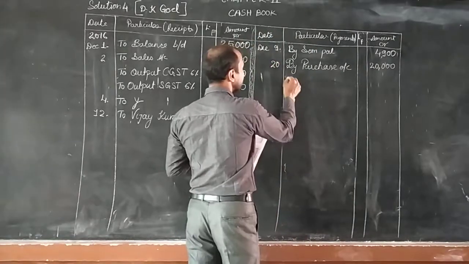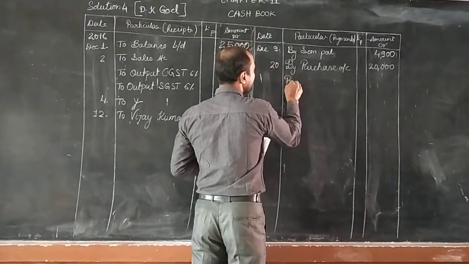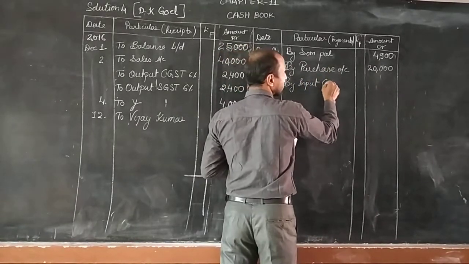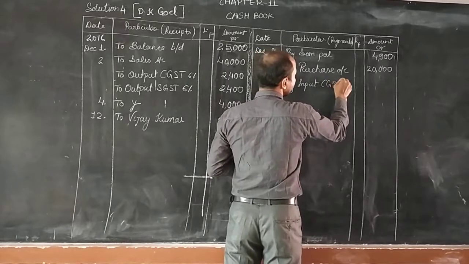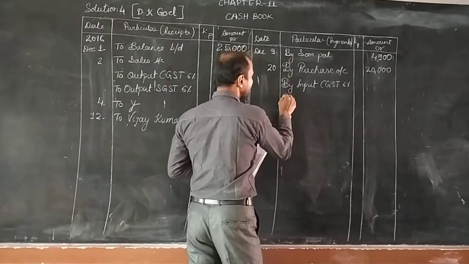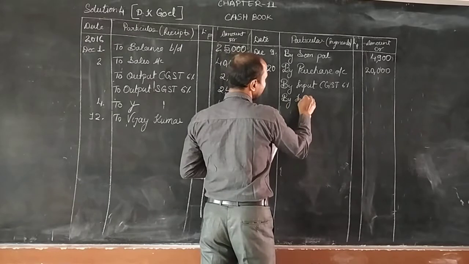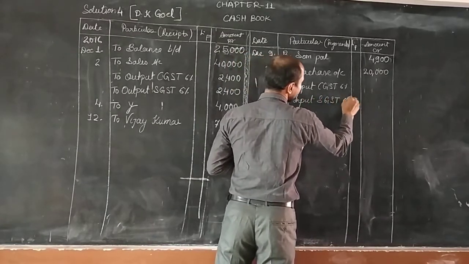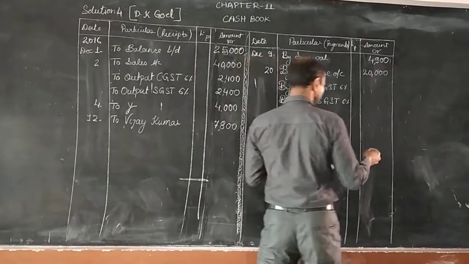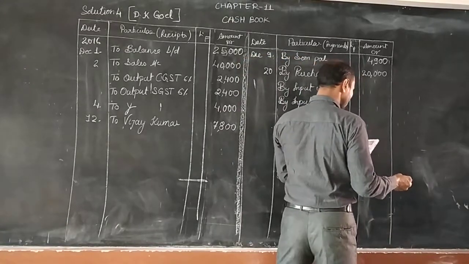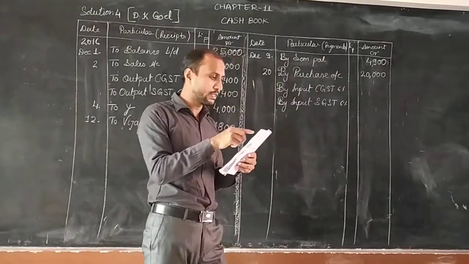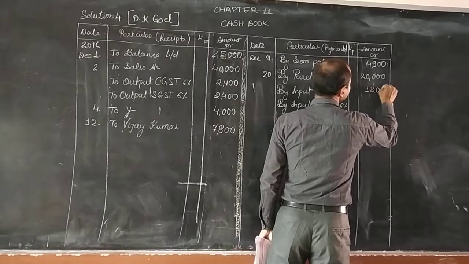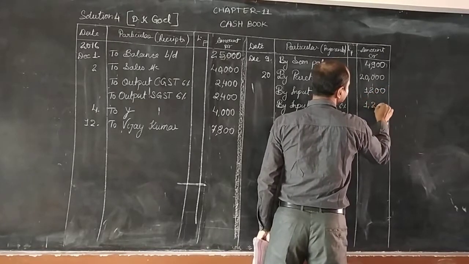Then here, on the same date, we are paying input CGST 6%, and another one is input SGST, also 6%. So 6% of 20,000 is how much? How much entry do we have to make? 1200. So we will pay 1200 here and 1200 here.